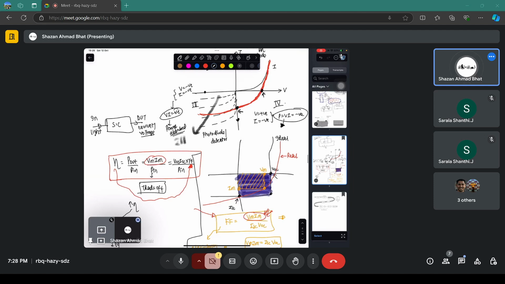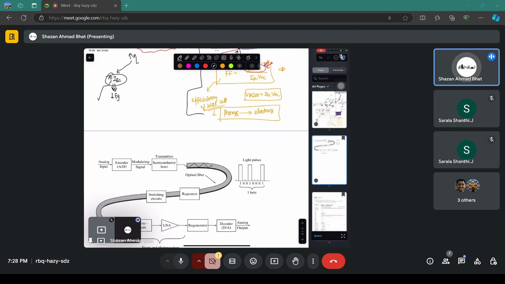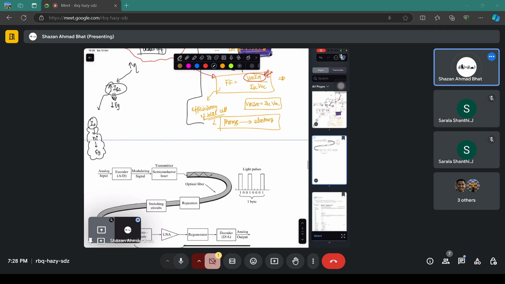This depends upon I naught, which is basically the short circuit current flowing in the circuit, and that basically depends upon the band gap, because this depends upon intrinsic concentration. Intrinsic concentration depends upon band gap. Okay, so ISC can be increased if you decrease the band gap.